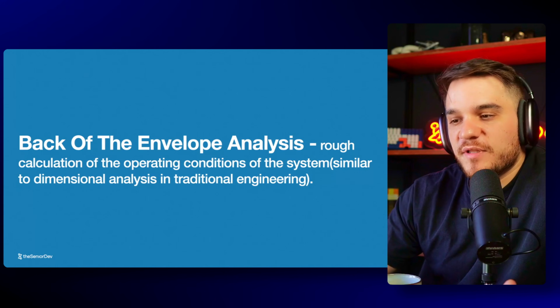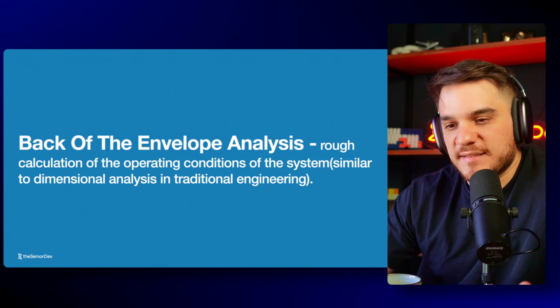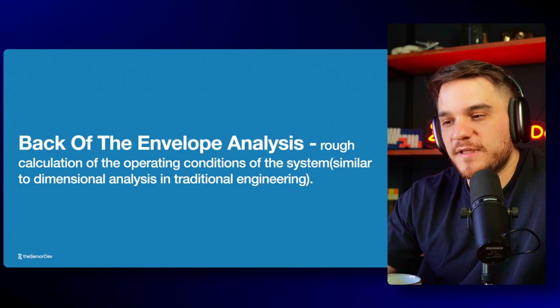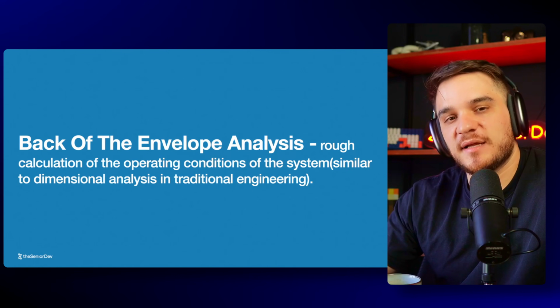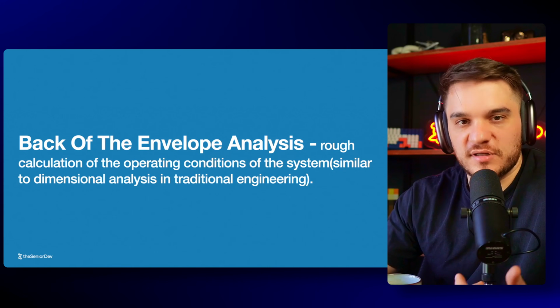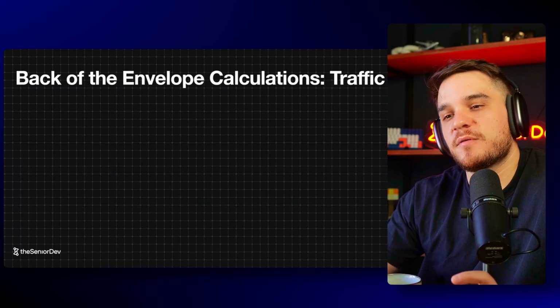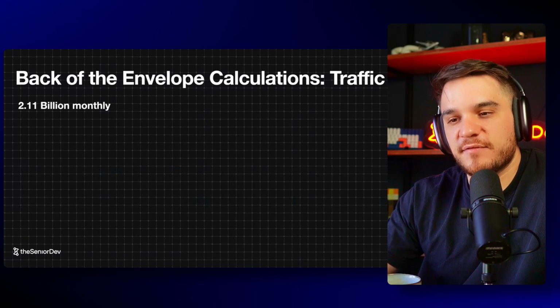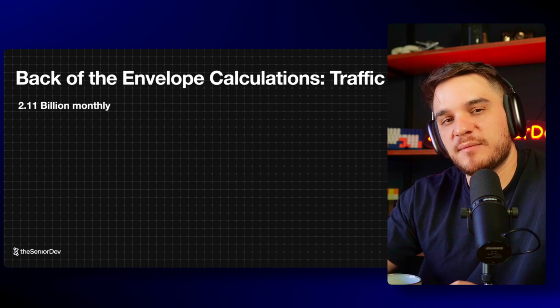So now we are ready to do a bit of a back of the envelope analysis. That would be a rough calculation of the operating conditions of the system. And this is very similar to what they call dimensional analysis in traditional engineering. So basically we need to go from this rough number, 2.11 billion users monthly, to something more concrete.